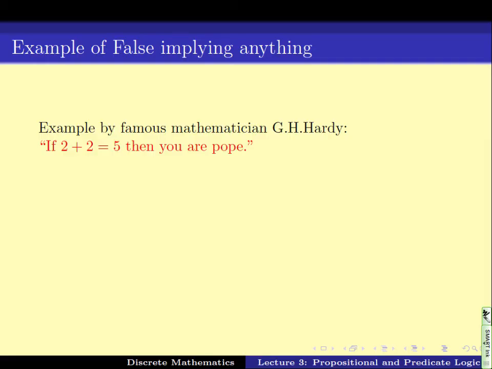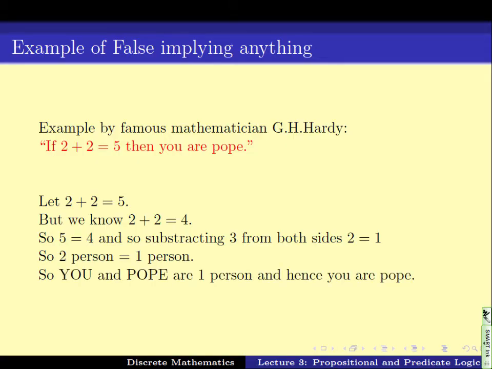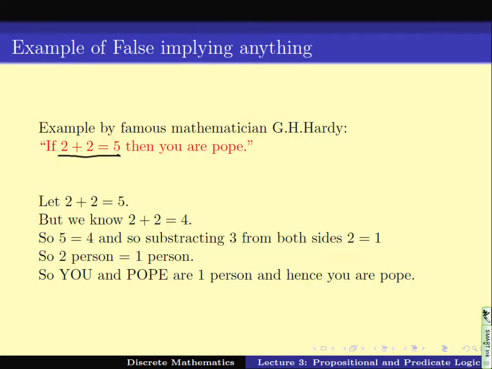G.H. Hardy did give a proof, and here is a very cute proof of that. It says that 2 plus 2 equals 5. Now everybody knows 2 plus 2 equals 4. That means 5 equals 4. If you subtract 3 from both sides, you get 2 equals 1. So 2 persons equals 1 person. Therefore you and the Pope are 1 person. Hence you are Pope. This is a very cute example that shows that if you assume something false, in this case 2 plus 2 equals 5, then you can prove any ridiculous statement on earth. For example, you are Pope.